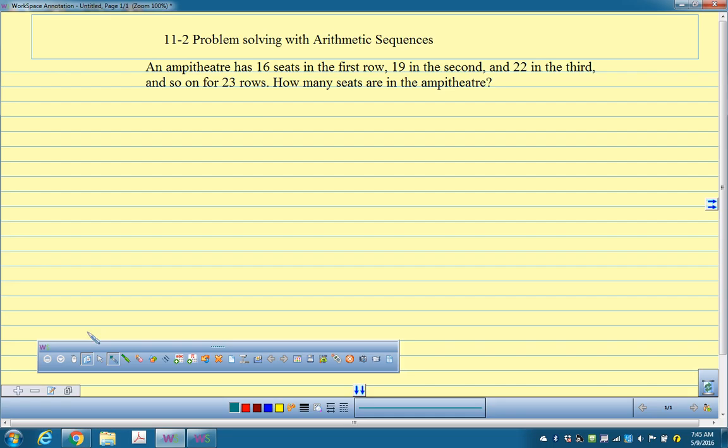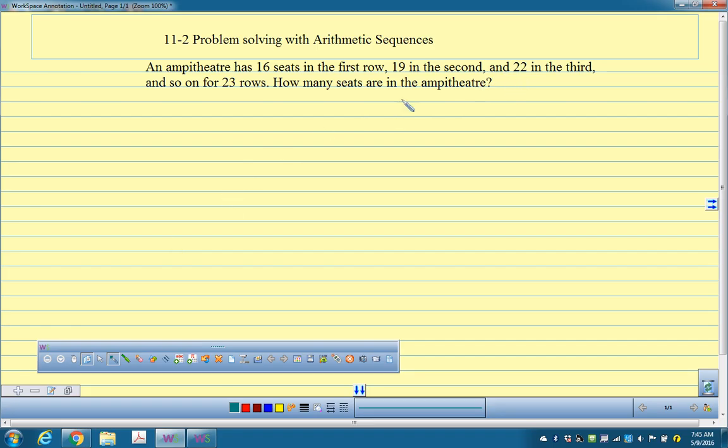An amphitheater has 16 seats in the first row, 19 in the second, 22 in the third, and so on for 23 rows. How many seats are in the amphitheater? So all you're really finding is the sum of an arithmetic sequence. Can anyone tell me how to do this based on what we did with the opener?